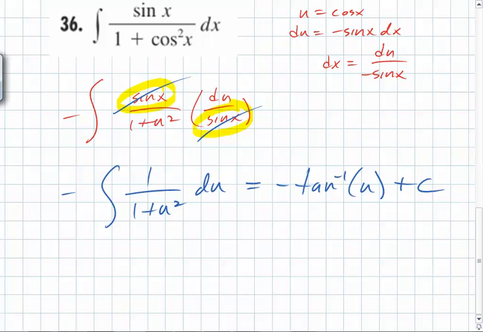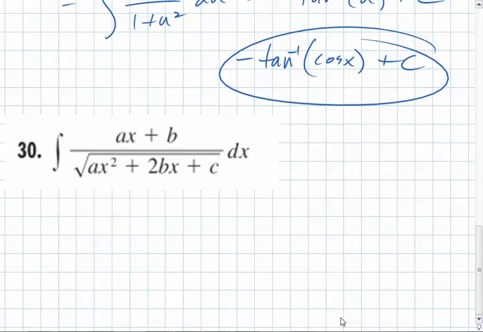If you don't see that, you're not going to see it. There's no way, kids, you are not going to have time, nor will you really remember how to prove this relationship. You just have to know it. You have to recognize 1 over 1 plus u squared is the derivative of inverse tangent. So what's the final answer? Negative tangent inverse of cosine x plus c. No, they'll take both. That's totally fine.